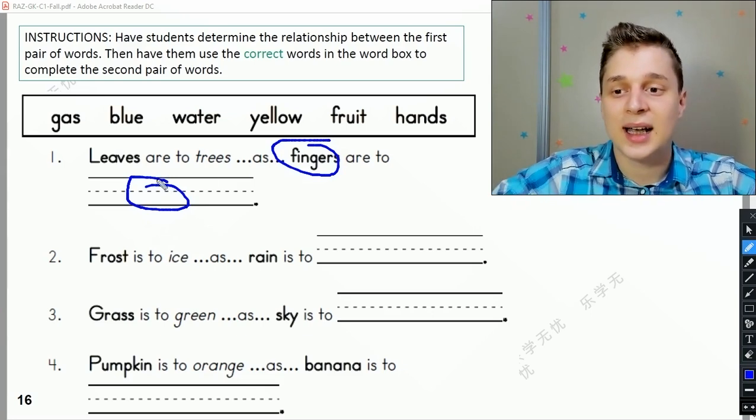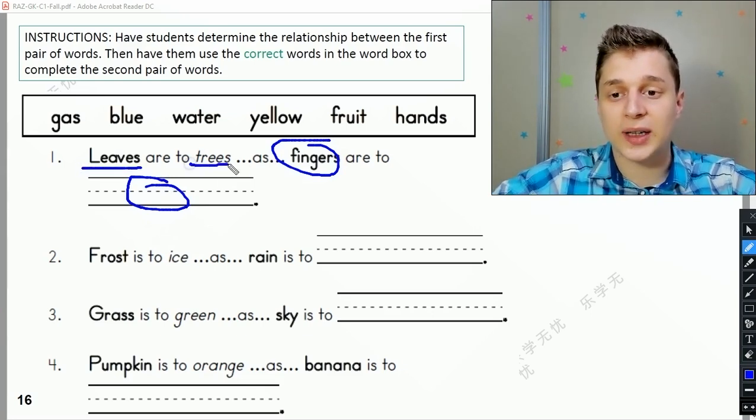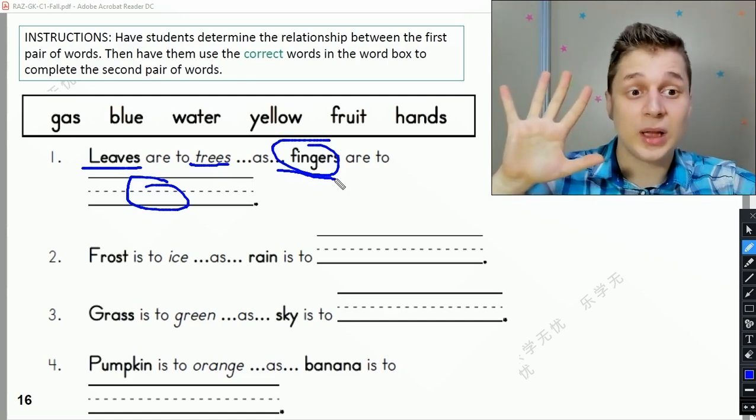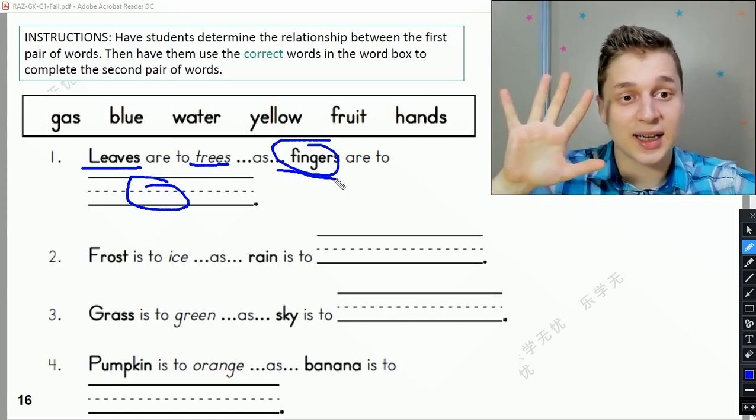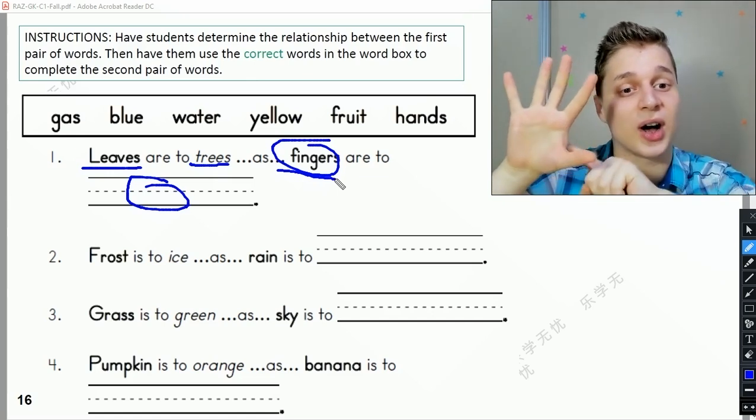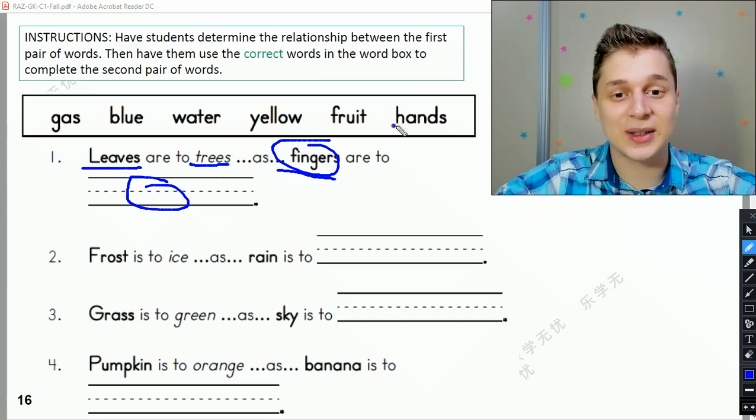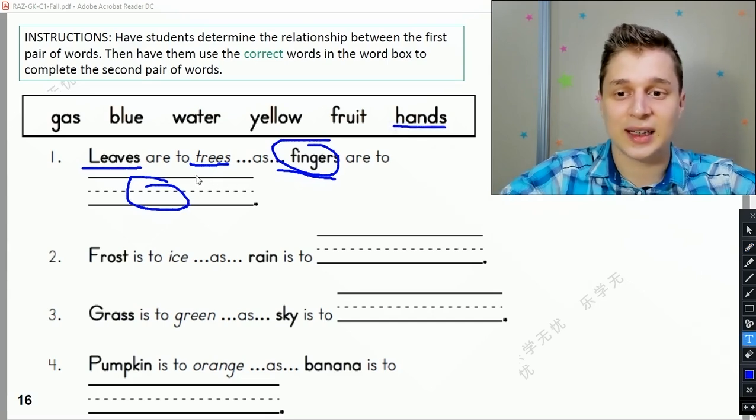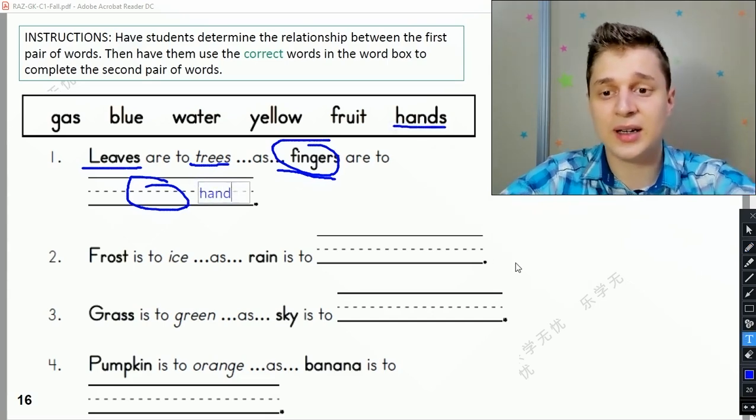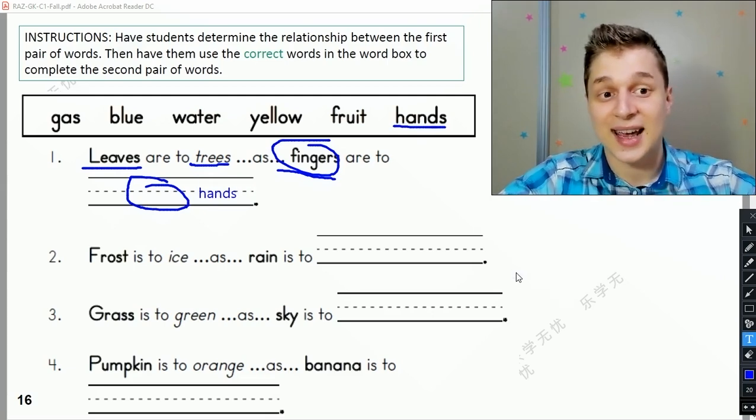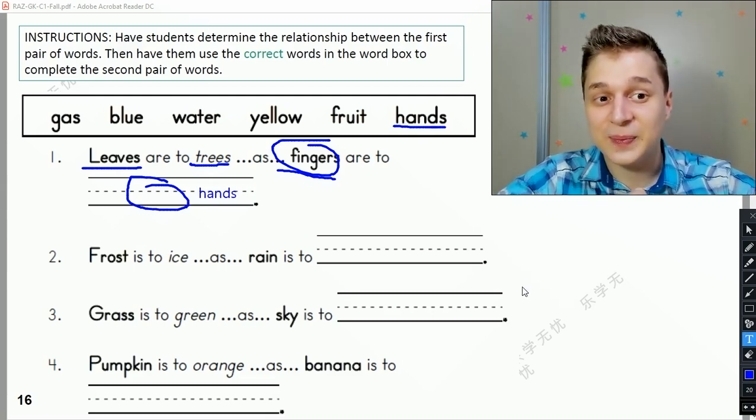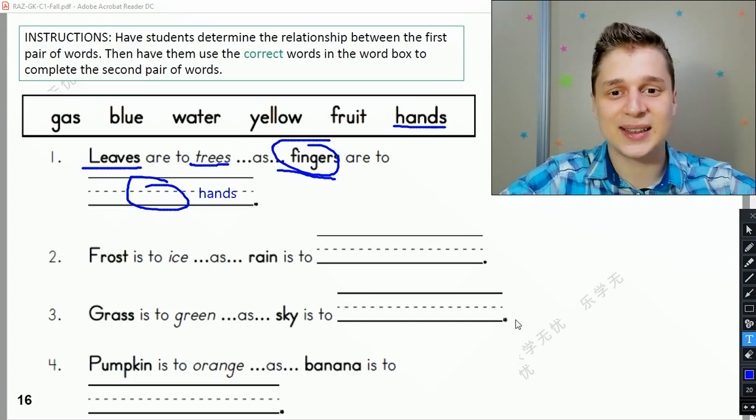Let's try it. Leaves are to trees as fingers are to... Well, leaves are part of trees, and fingers are part of our hand. So we're going to use this word right here. Leaves are to trees as fingers are to hands. Can you guys do the rest? Let's do one more together, and then you guys can finish it up.